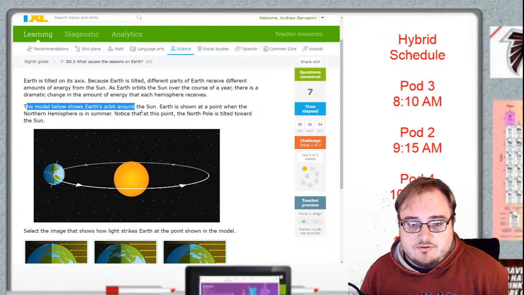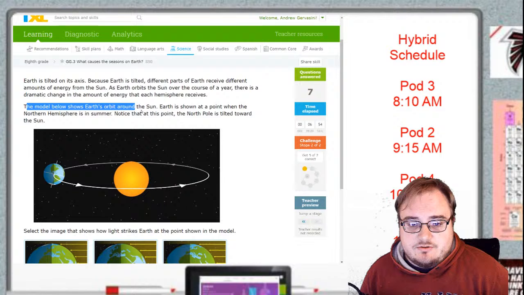Notice at this point, the North Pole is tilted toward the sun. So here's the tilt of the Earth, northern hemisphere tilted at the sun, southern hemisphere on the opposite side, therefore has to be tilted away. Select the image that shows how light strikes Earth at the point shown in the model. Well, which one is going to show the axis tilted to the right? It's this one. Oh, if I click and drag, just click it, submit.